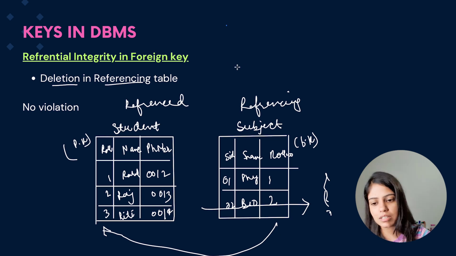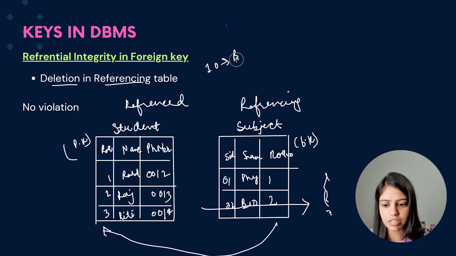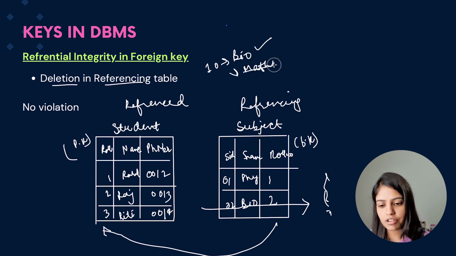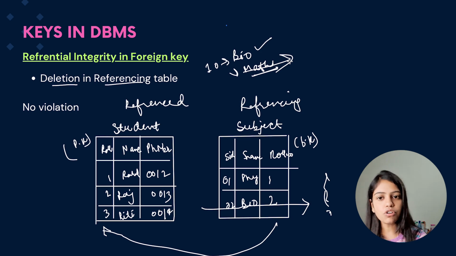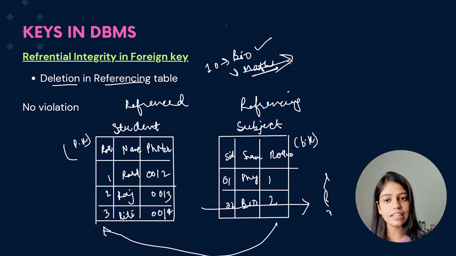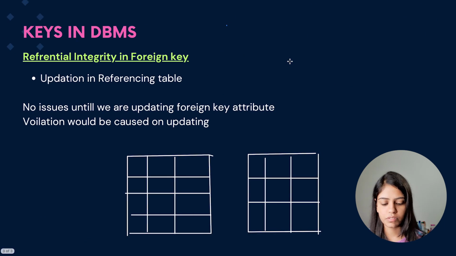No, right? Because see, after 10 you get an option of bio or maths. So if I choose bio, why would I take maths? So I can delete this particular data from the database of the referencing table. So basically it won't cause any violation whenever we are deleting anything from the referencing table, even if the data is present in the reference table. There might be a possibility that there is a student Raj with roll number 2 who is now not having bio as his subject. Now he is opting for maths.